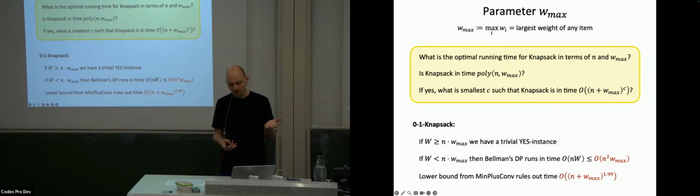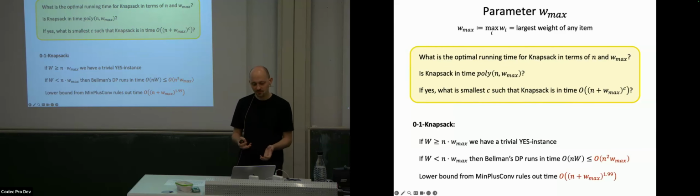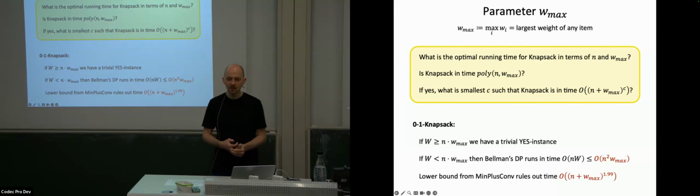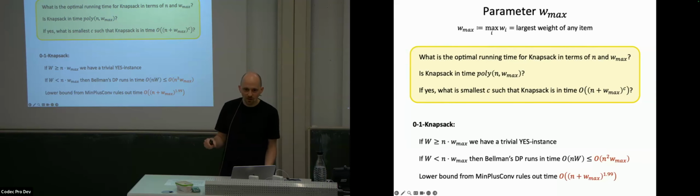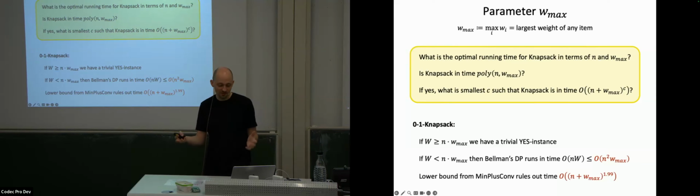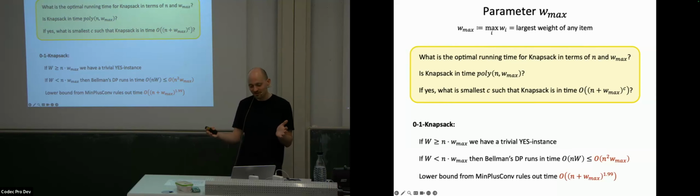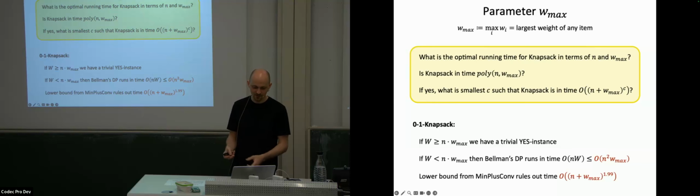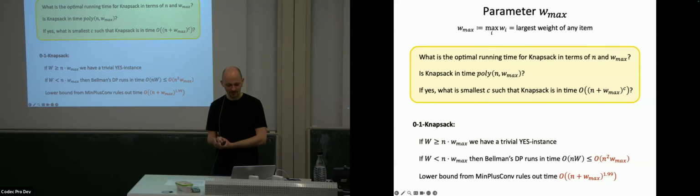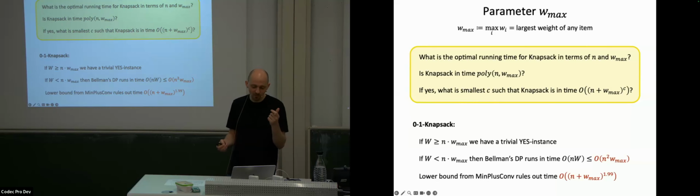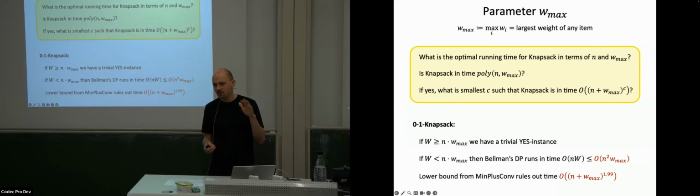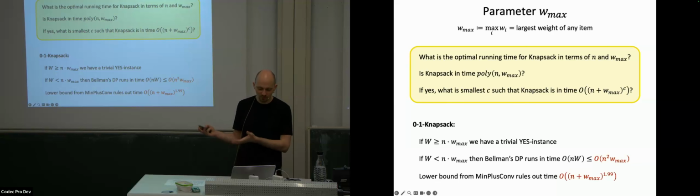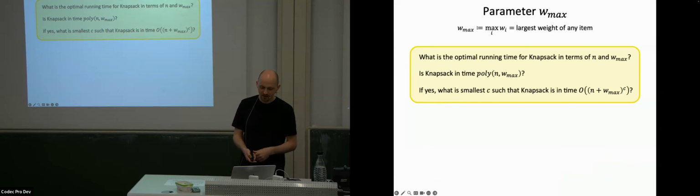The lower bound that I told you before of (n + W)^1.99 actually transfers to this setting simply because w_max is a smaller parameter than W. So if you could solve it in subquadratic time in n plus w_max, you could also solve it in subquadratic time in n plus W, which was ruled out by the previous slide. So the optimal combined exponent c lies somewhere between 3 and 2. That's what we know from this slide.